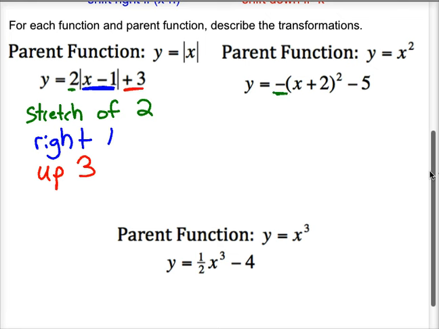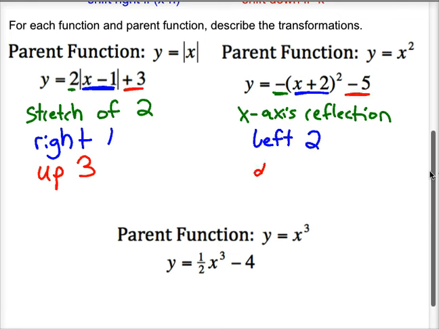Now for this one, I see a negative out front. So there's no stretch because there's no number there, but that negative means that there's an x-axis reflection. My x is being shifted, plus 2. Well, remember, it works the opposite of what you'd expect, so that is actually sending it to the left 2. And then that negative 5 at the end means down 5.